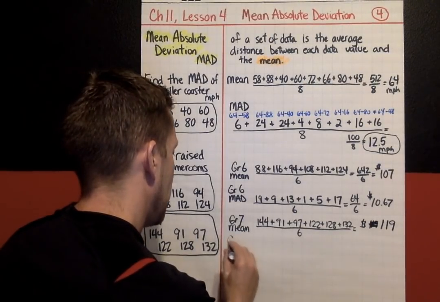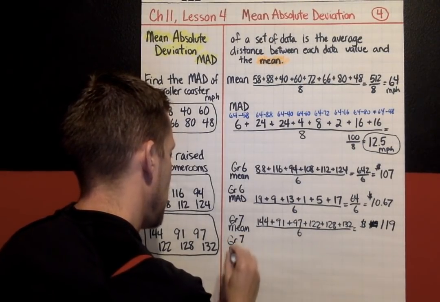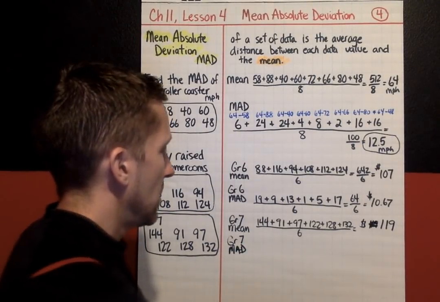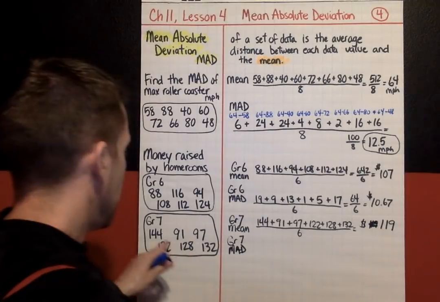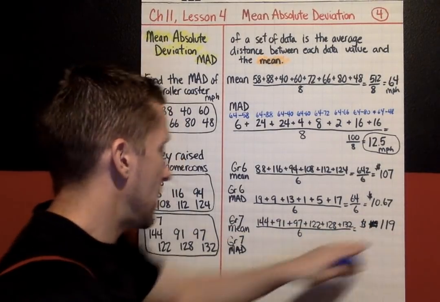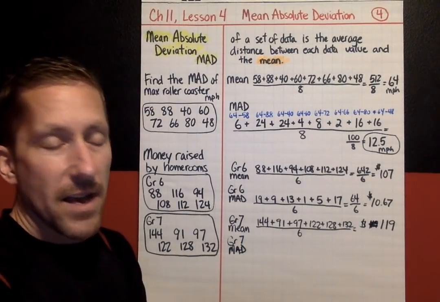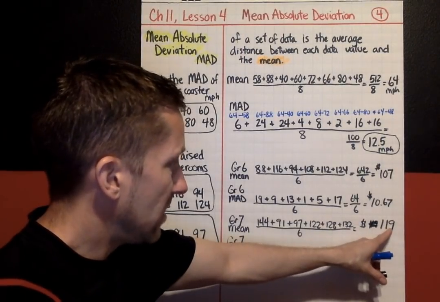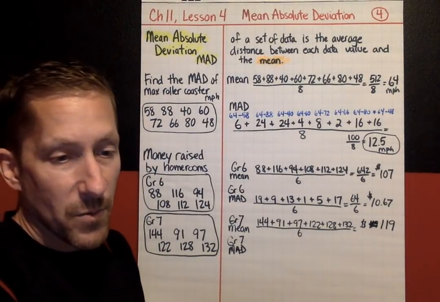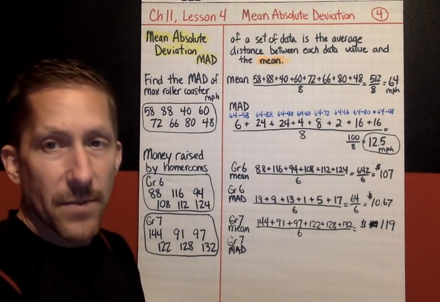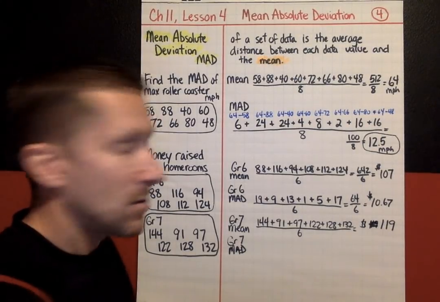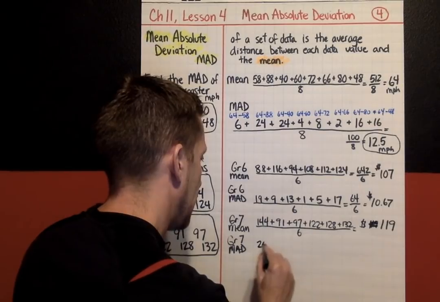So grade 7 mean absolute deviation. 119 subtract 144, 119 subtract 91, 119 subtract 97. I'm taking the mean and subtracting every data value in the group. And if it gives me a negative number, I'm just going to use the absolute value of that number. So my values for this one would look like this.